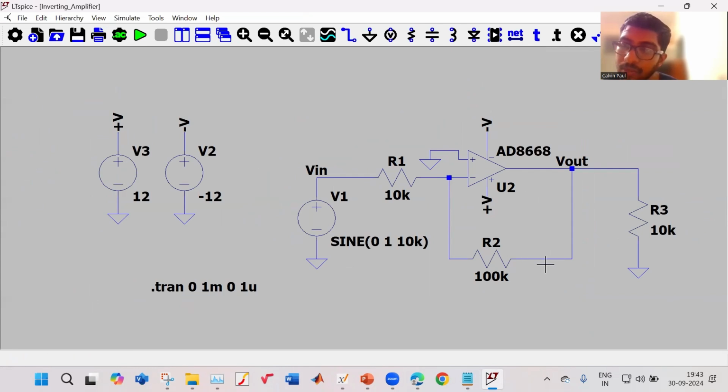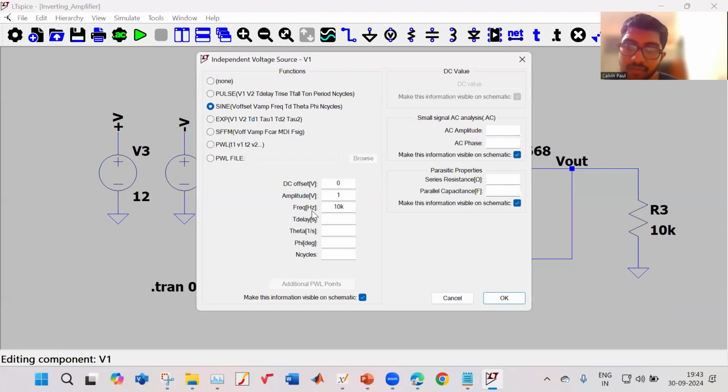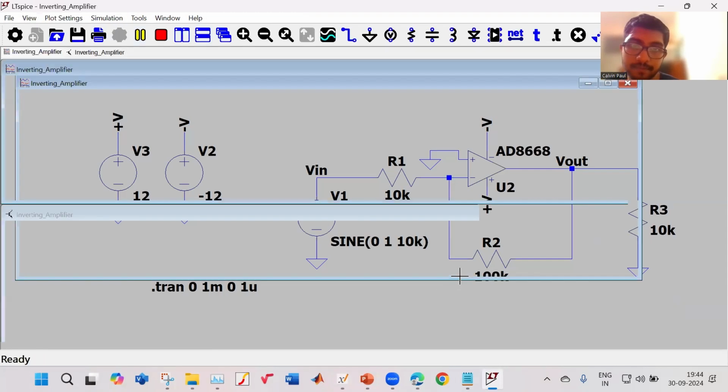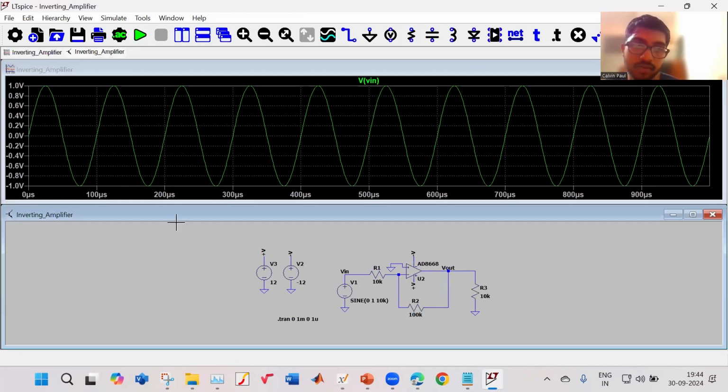So what is the gain of this inverting amplifier? What is the gain? Minus 100 by 10, then minus 10. Minus 10. My input is a sine wave, which has an amplitude of 1 and frequency of 10 kilohertz. Okay, minus 10. So now, let me run it for some time. So this is my input. My input is changing from 1 to minus 1. Okay, this is my input signal. How should my output signal look like?